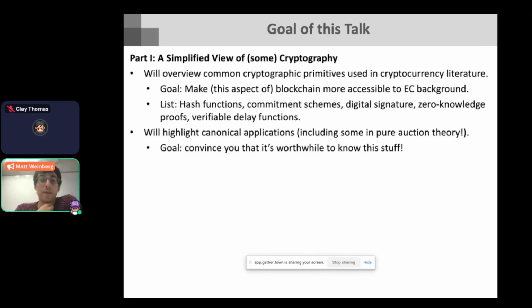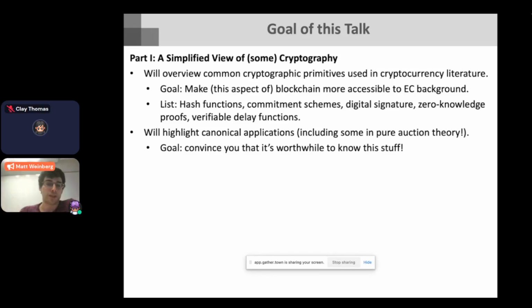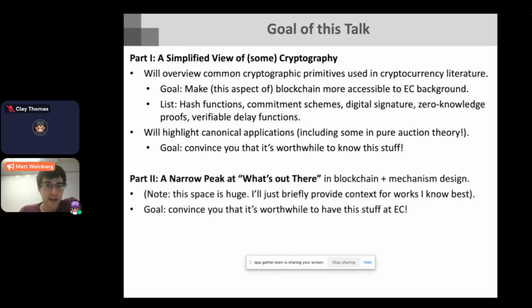Throughout, though, I am going to highlight some canonical applications, including some applications in pure auction theory. Basically, the point of this is to demystify some of these terms that are being used, present them in an EC accessible way, and then convince you that this stuff is useful to know. And then in the last short bit, I'm going to give you a very, very quick peek at some stuff that's already out there in blockchain plus mechanism design. I hope you take away from that that there is pretty cool research going on, and it would be great to have more of that at EC.